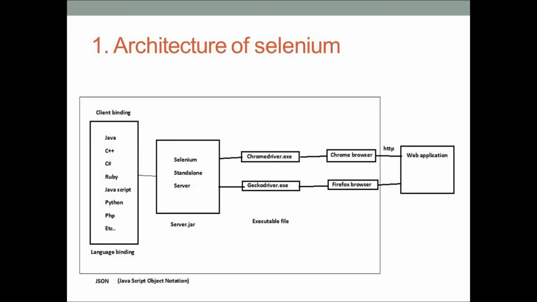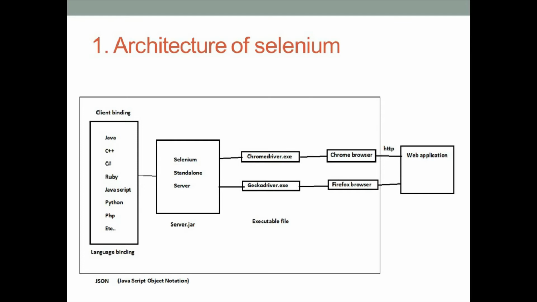In order to perform actions, it uses the JSON wire protocol, meaning JavaScript Object Notation. Selenium server internally contains the Selenium Java client binding also. Hence, while installing Selenium, we use only the server jar file and the driver executable file.